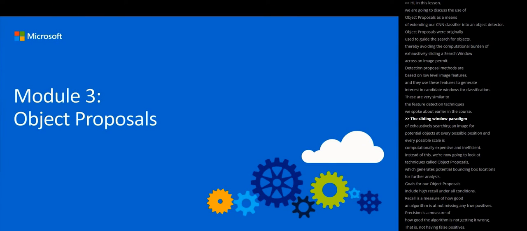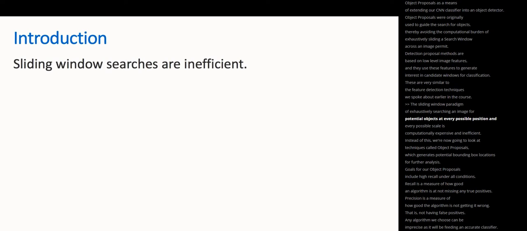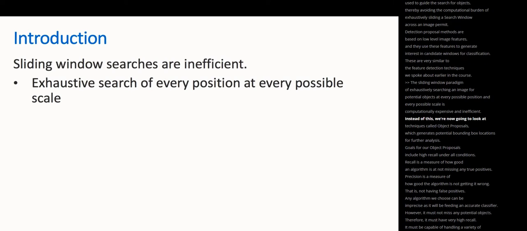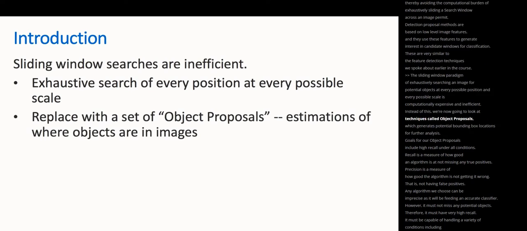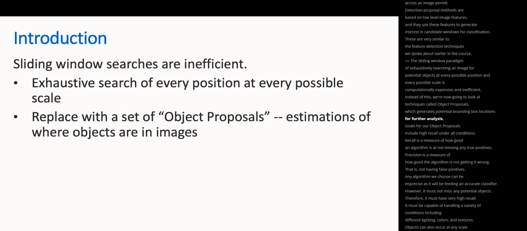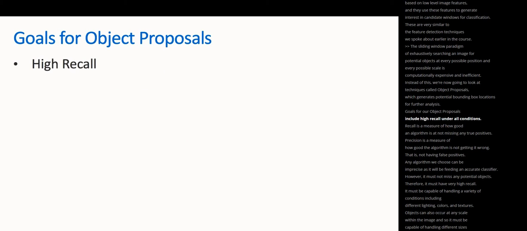The sliding window paradigm of exhaustively searching an image for potential objects at every possible position and every possible scale is computationally expensive and inefficient. Instead of this, we're now going to look at techniques called object proposals, which generate potential bounding box locations for further analysis. Goals for our object proposals include high recall under all conditions.